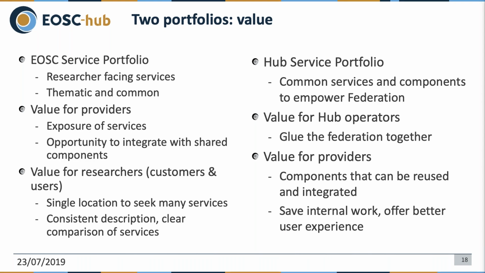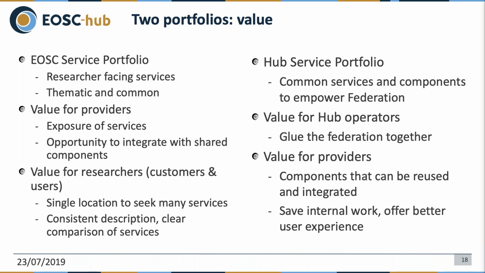And then, and this is my last slide, just to return to these two portfolios, what is the value they provide? So the EOSC service portfolio is the researcher-facing services, both the thematic and the common services. For the providers, it's providing exposure of services, so they're going to be able to get to their customers more effectively, and the opportunity to integrate with these shared components, both the ones in the Hub portfolio and also in the common services, so they can add value to their services and save themselves effort, not reinvent the wheel.